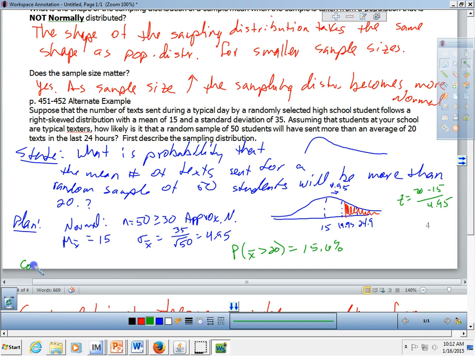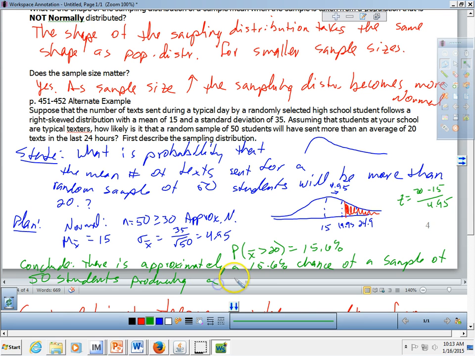So we would conclude there is approximately a 15.6% chance of a sample of 50 students producing a mean number of texts that is more than 20.